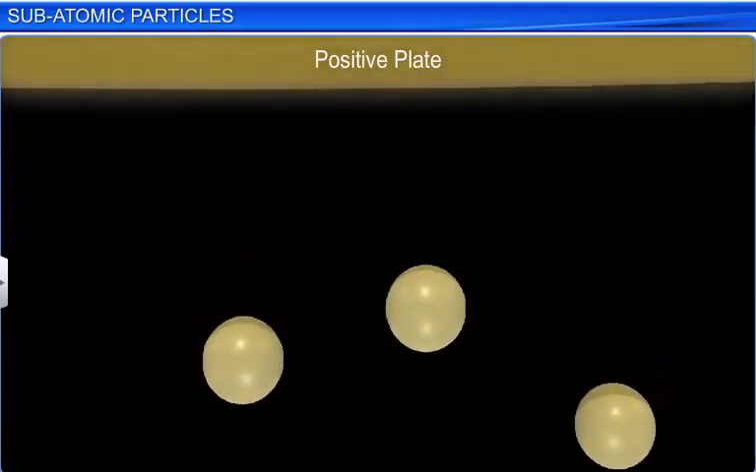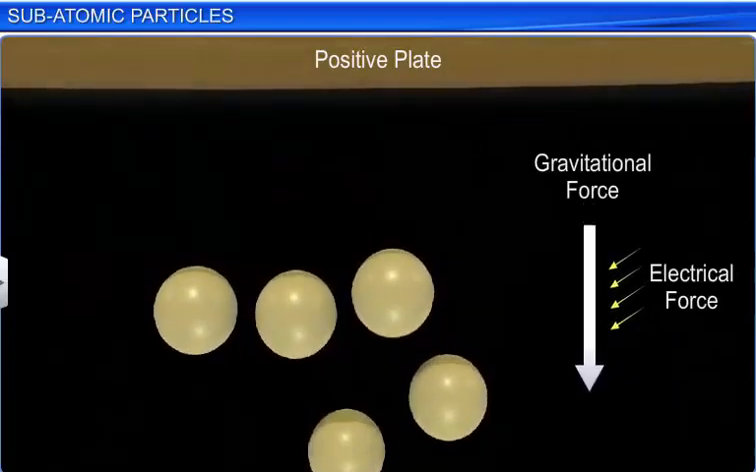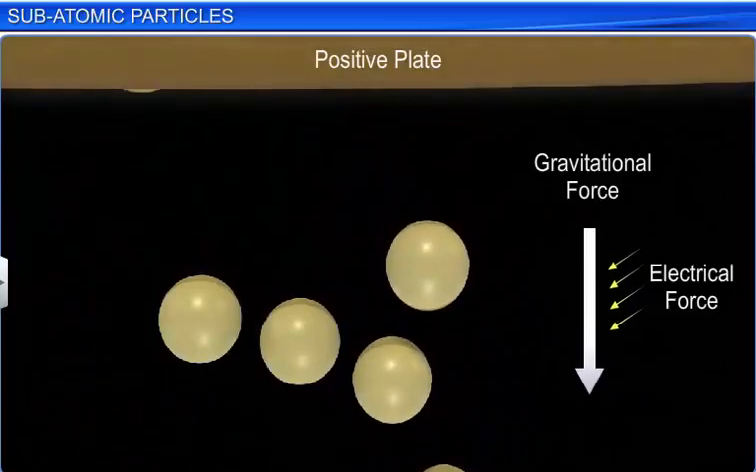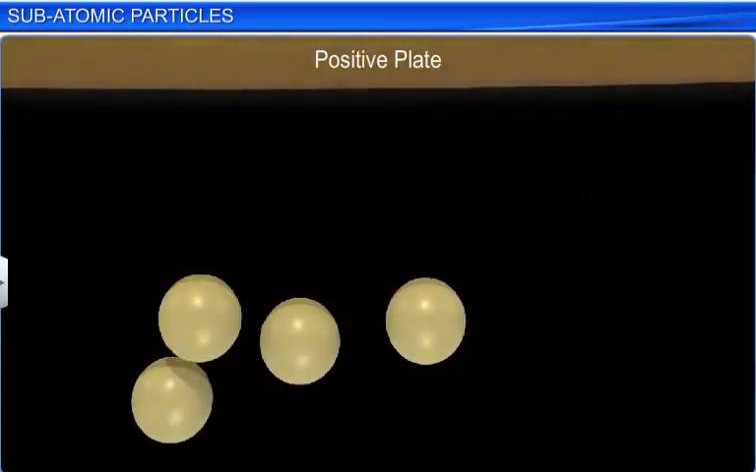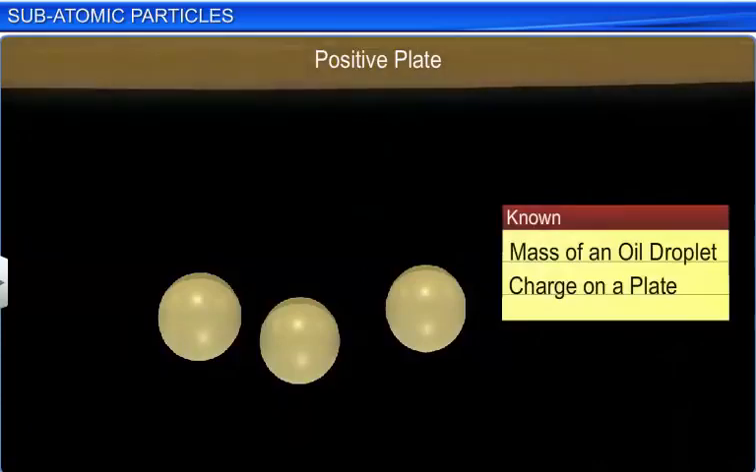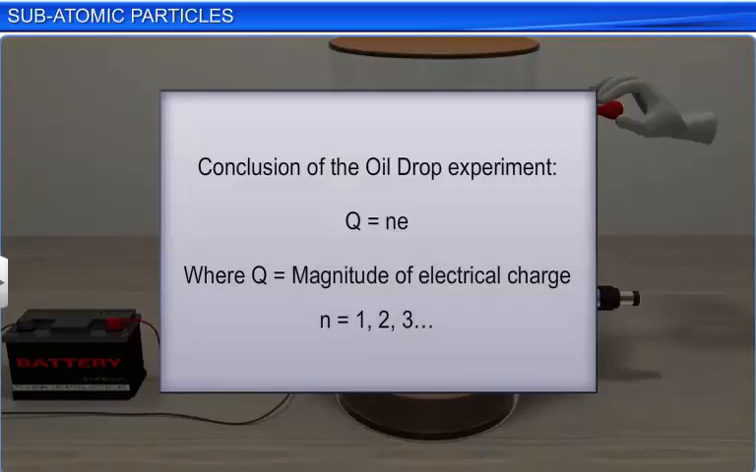electrostatic forces. Millikan then varied the voltage to strike a balance between the acting forces and to make the oil drop stationary. He then calculated the charge on the droplet from the mass of an oil droplet and the charge on the plate. He found that the magnitude of electrical charge, Q, on the droplets is always an integral multiple of the electrical charge E. That is, Q is equal to nE.